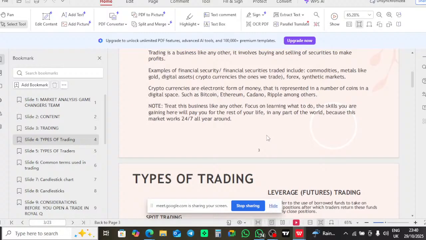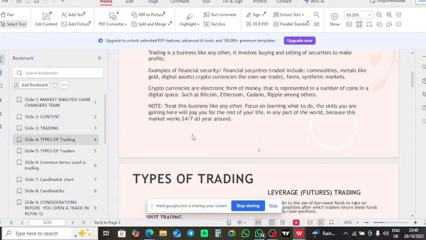Cryptocurrency is electronic money, represented in a number of coins in a digital space, such as Bitcoin, Ethereum, Cardano, among others. Are we getting the point?